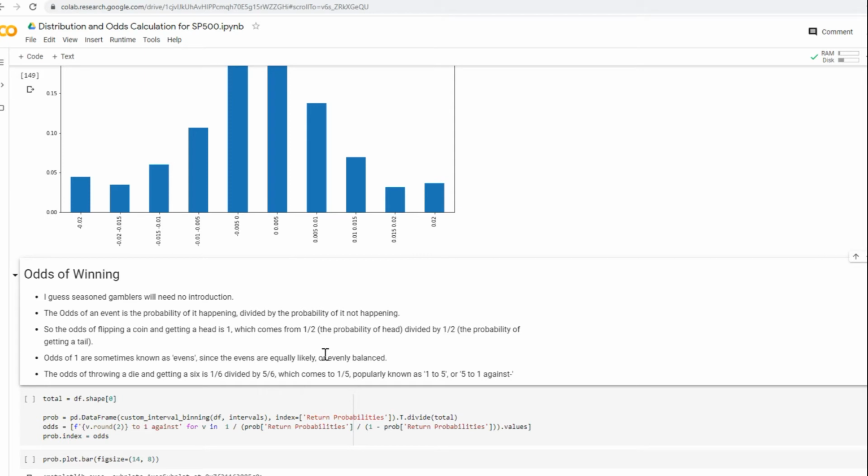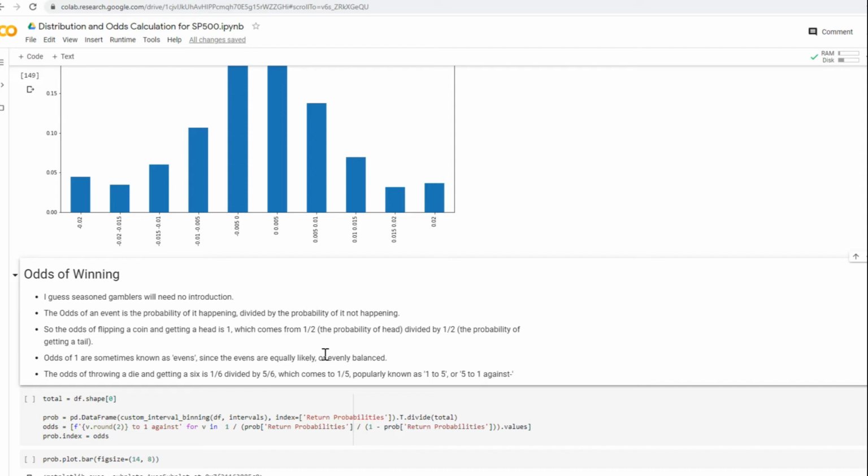If you are not familiar with odds of winning, the odds of an event is the probability of it happening divided by the probability of it not happening, right? So the odds of flipping a coin and getting heads is 1, which comes from the 50% probability of getting heads divided by the 50% probability of getting tails. Odds of 1 are sometimes also known as evens, since the outcomes are equally likely or evenly balanced.